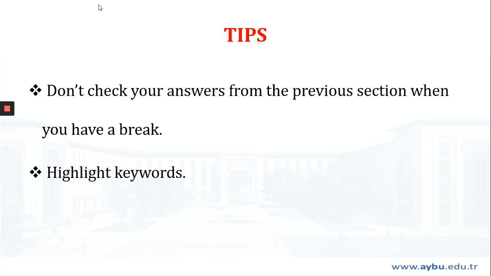So the second tip is highlighting the keywords. The keywords in the question will help you answer the question correctly. The keywords in the different options are those that differentiate meaning between the choices. So when you highlight the keywords in the options, you will see the difference between them and you will be aware of what that option is about.